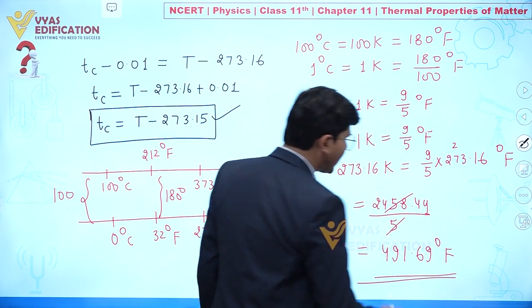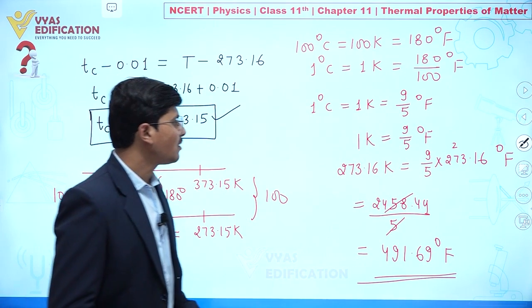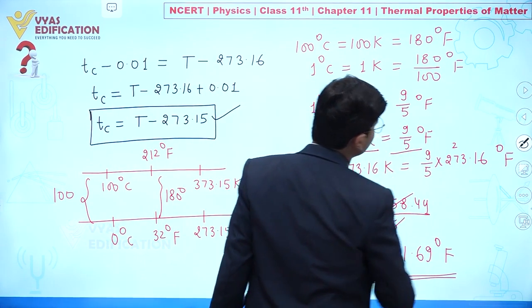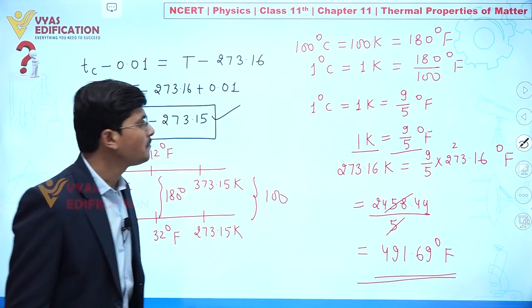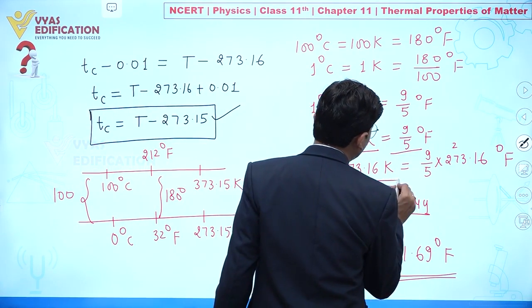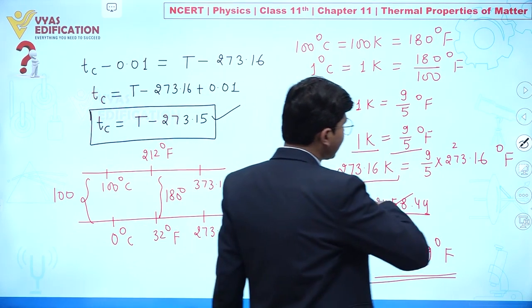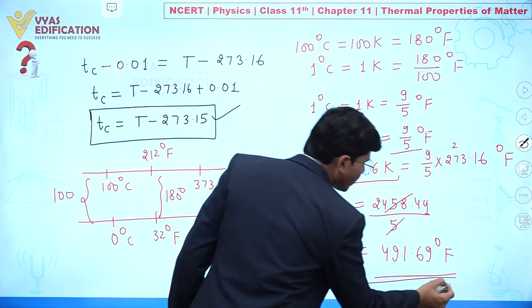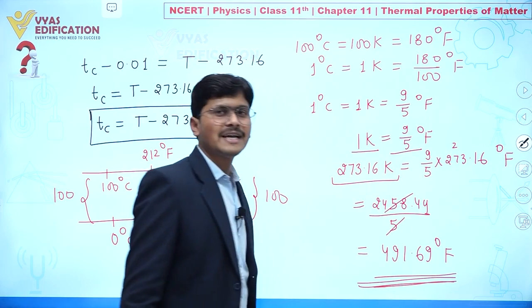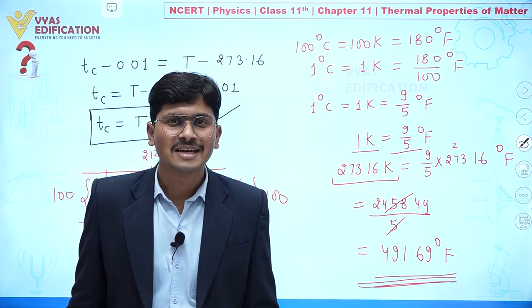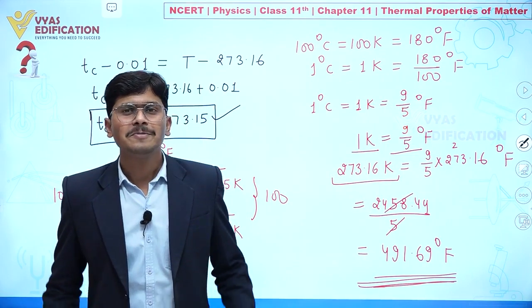Clear? So if we are talking about 1 Kelvin being equal to 9 by 5 times degree Fahrenheit, and if I am talking about the triple point of water corresponding to 273.16 Kelvin, then the corresponding reading in degree Fahrenheit is equal to 491.69 degree Fahrenheit. Clear to everyone? So this is all about this question.